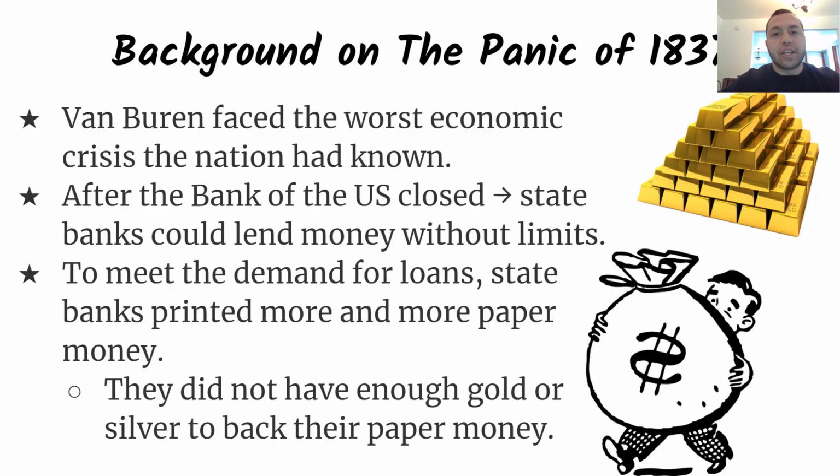So some background information on the Panic of 1837 is Van Buren faced the worst economic crisis the nation had ever known since its independence. After the Bank of the U.S. closed, state banks, like I said, could lend as much money as they wanted. They could give out loans without any limits. Even though that sounds great, right?